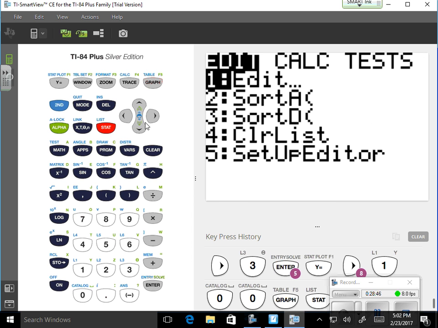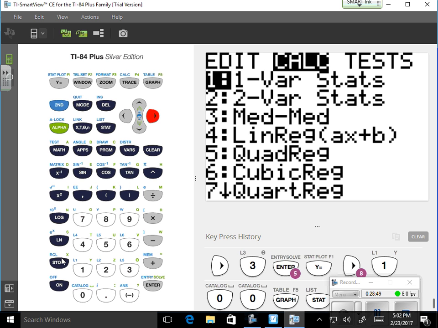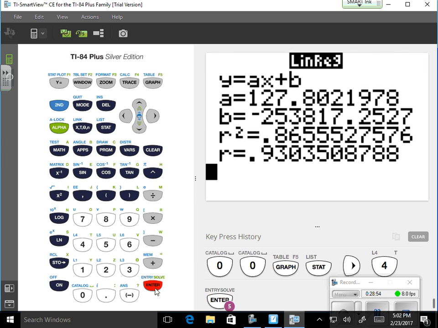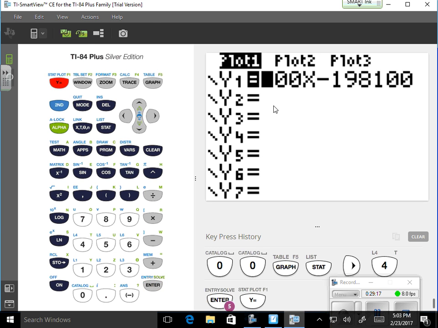And let's do the linear regression line, number 4. Get 127.8 as our slope, and negative 253,817 as our y-intercept. I wrote it down this time, but I didn't do the residual.